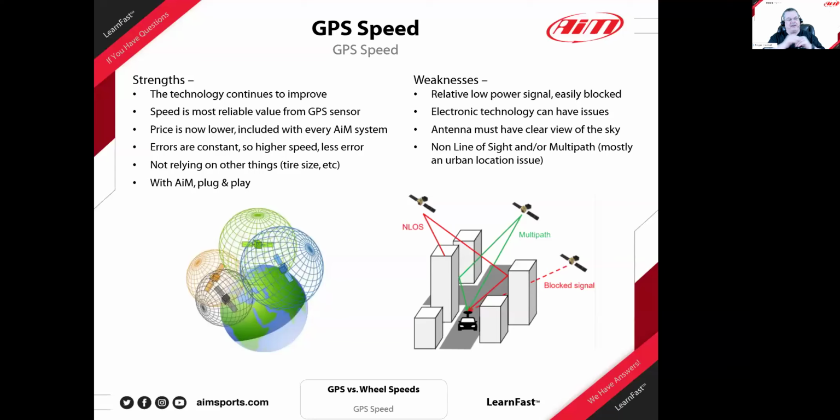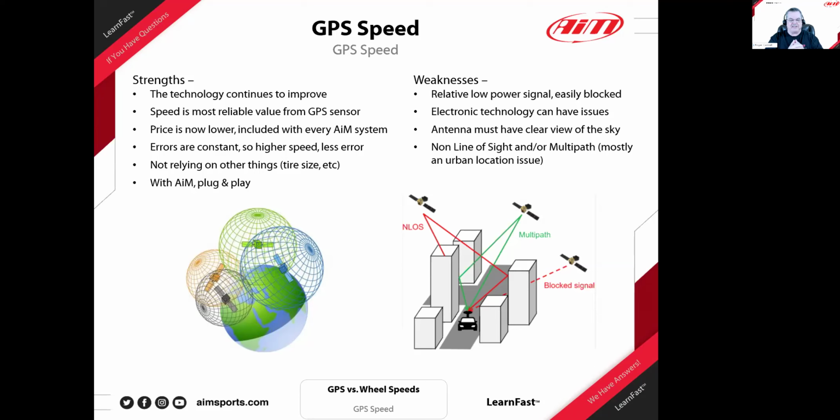So the higher the speed, the less actual error you're getting, as measured against the rate of speed, is less. So it's a very powerful sensor. Anything above maybe 25 or 30 miles per hour, that error is very small relative to the speed. So keep that in mind.